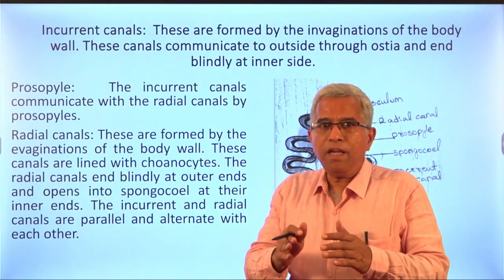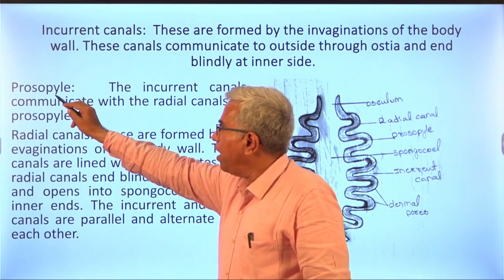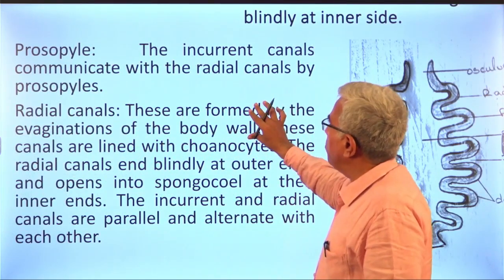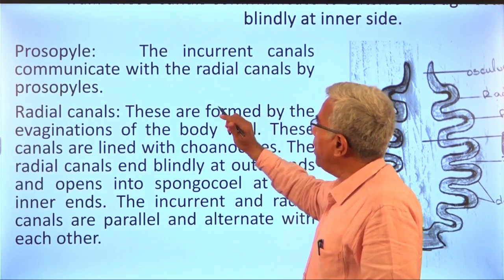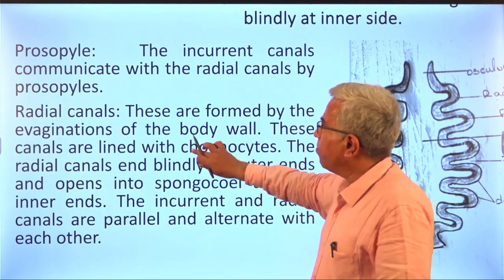But these incurrent canals communicate with radial canals by one opening, and this opening is called the prosopyle. So what is the prosopyle? The prosopyle is the opening through which the incurrent canal communicates with the radial canal.